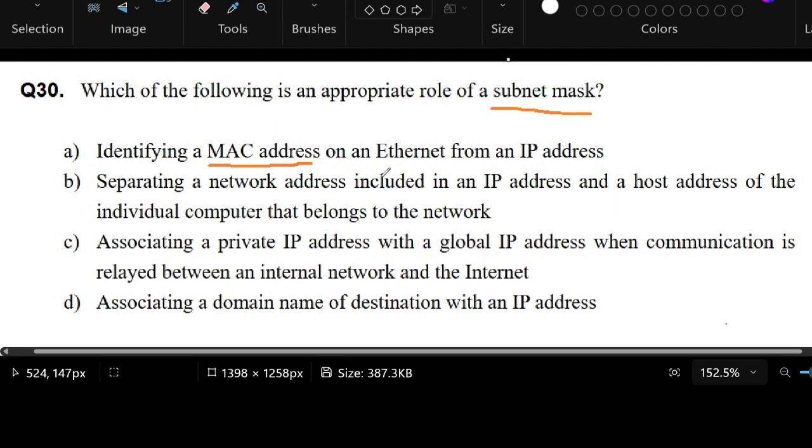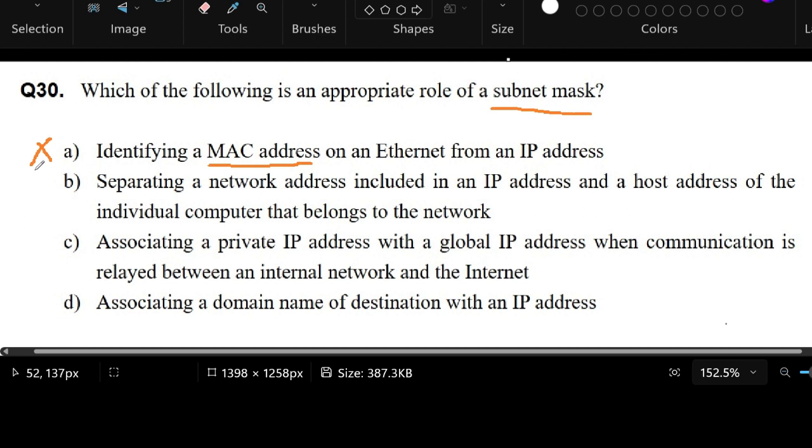If you're using Linux, there is a command which is ifconfig. It's kind of like ipconfig, but in this case it's ifconfig, and that way you can also find out your MAC address. And so subnet mask isn't really necessary to identify the MAC address. So we put an X mark here.